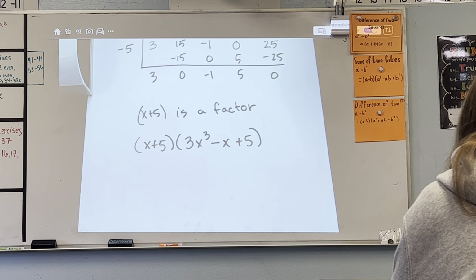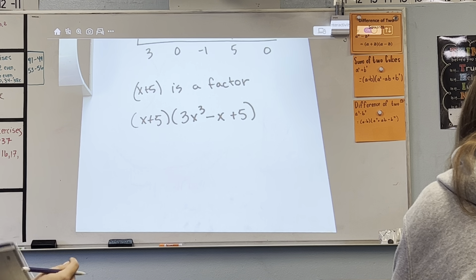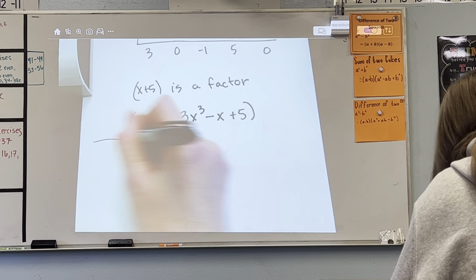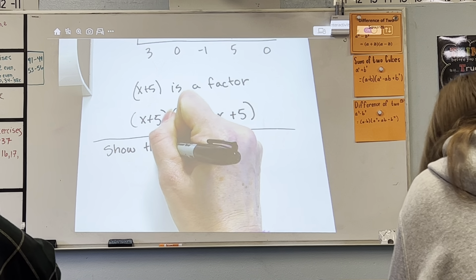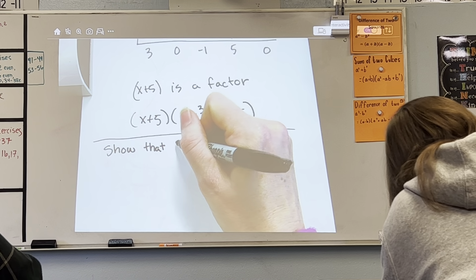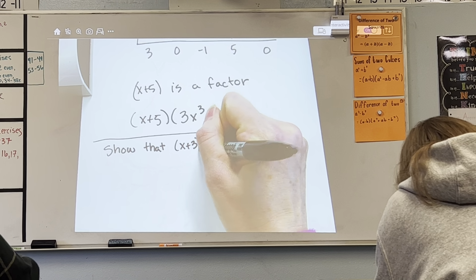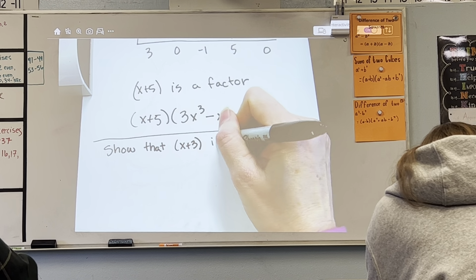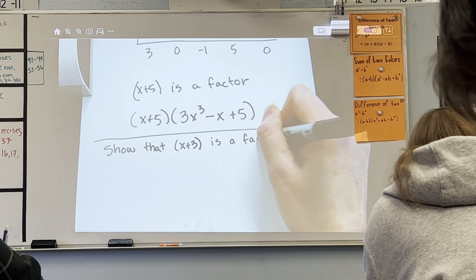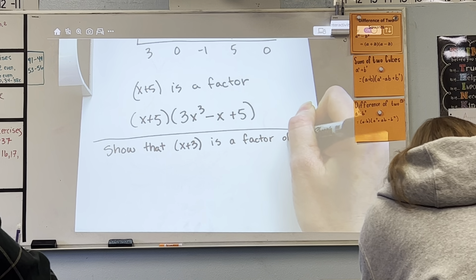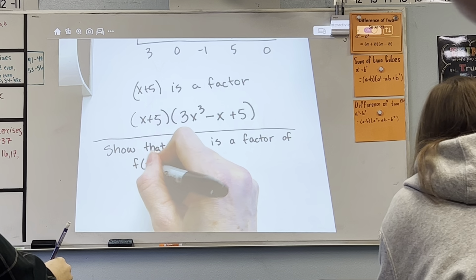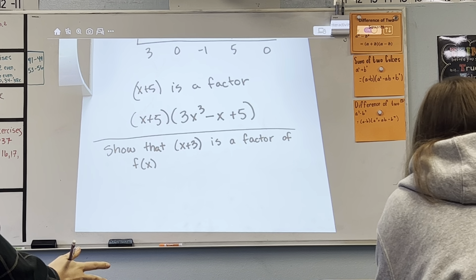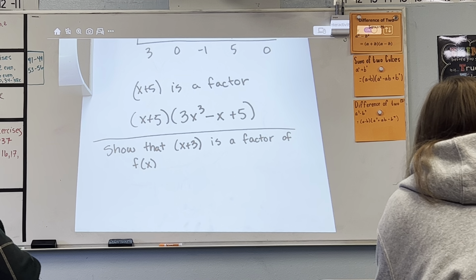Okay, I'm gonna do one more. So this time it says show that. So you know if you're not getting a 0, then it's wrong. Then you did it wrong. Yes, perfect, yes.